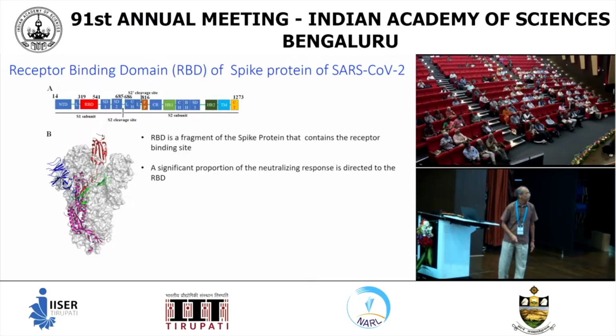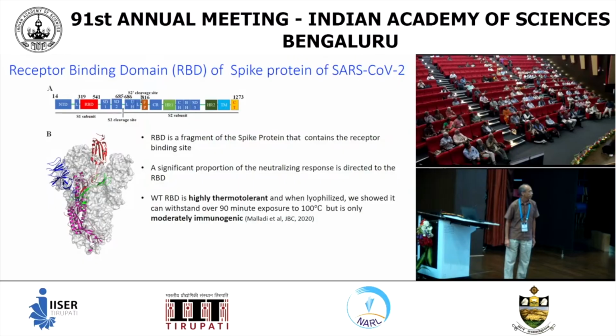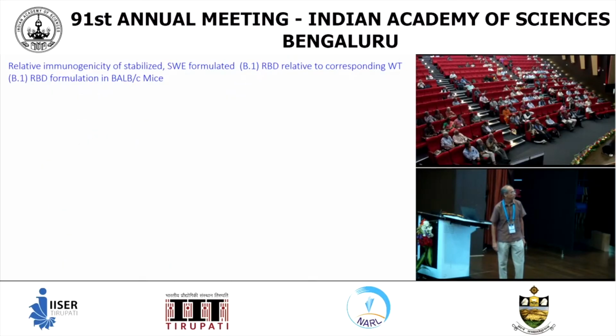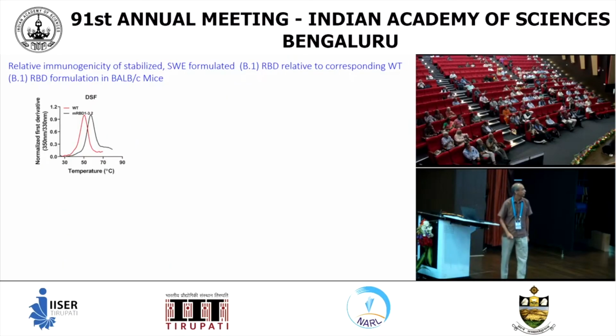And so we made different variants of this protein. And what we found, very interestingly, was that when we freeze-dried the protein, you could heat it to 100 degrees centigrade and cool it down, and it still regained its original shape and activity. But the molecule by itself wasn't very good at making antibodies when used in a vaccine. So we attempted to enhance the immunogenicity by introducing stabilizing mutations into the receptor binding domain, through the methods that I described.